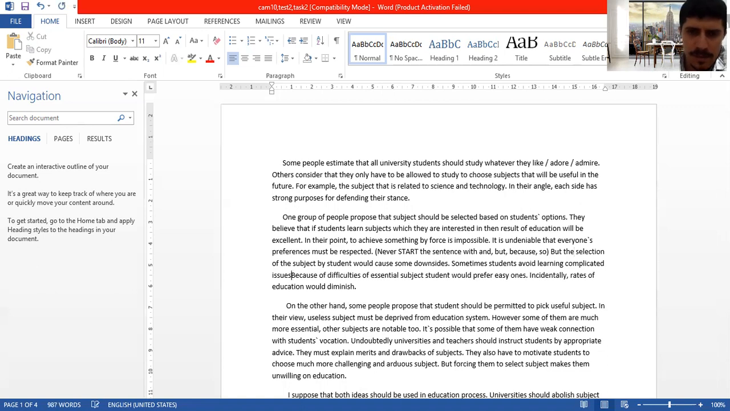Instead, we could write it with a lowercase letter, not a capital: "Because of difficulties of essential subjects, students would prefer easy ones. Incidentally, rates of education would diminish." The rates, the amount, the number.